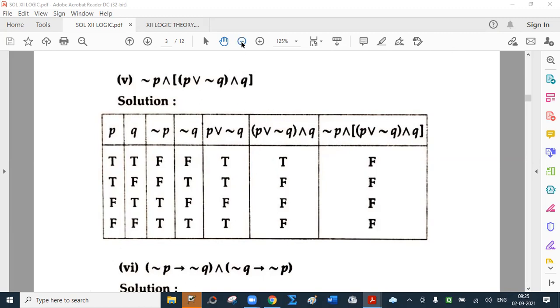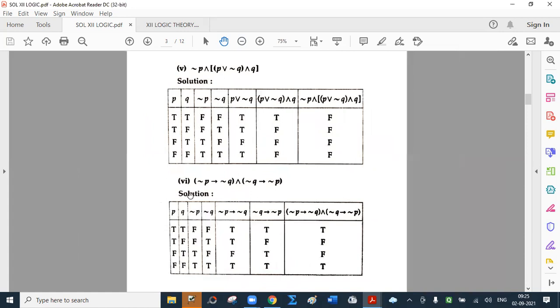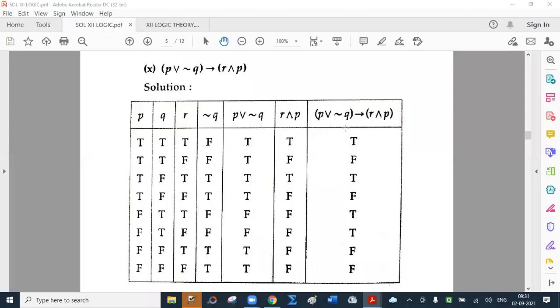Take your own time. And in the next one, truth table is the same as that of what? Biconditional. Actually, sum number 7, 8, and 9 for homework. This is 10th one. P or not Q implies R and P.